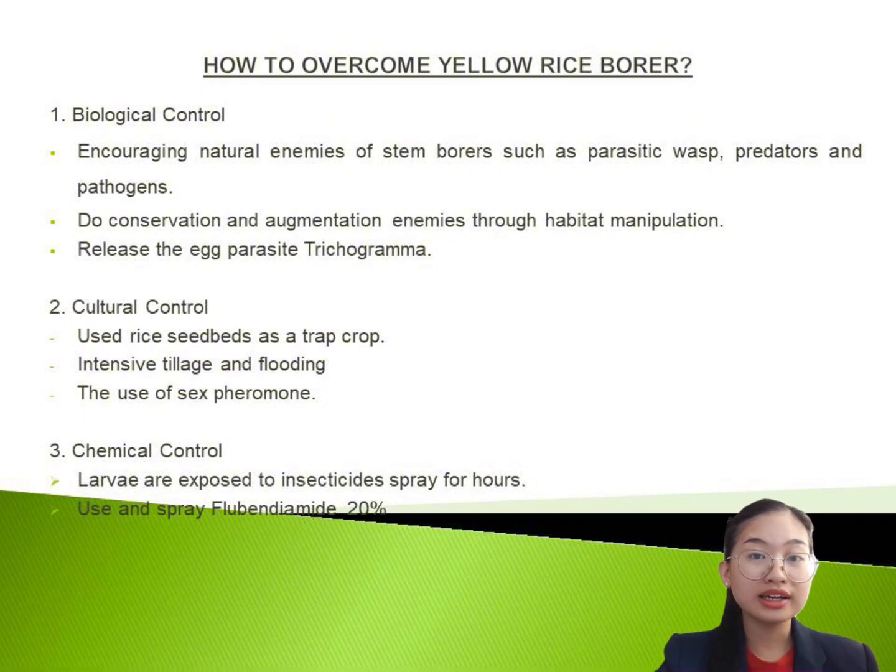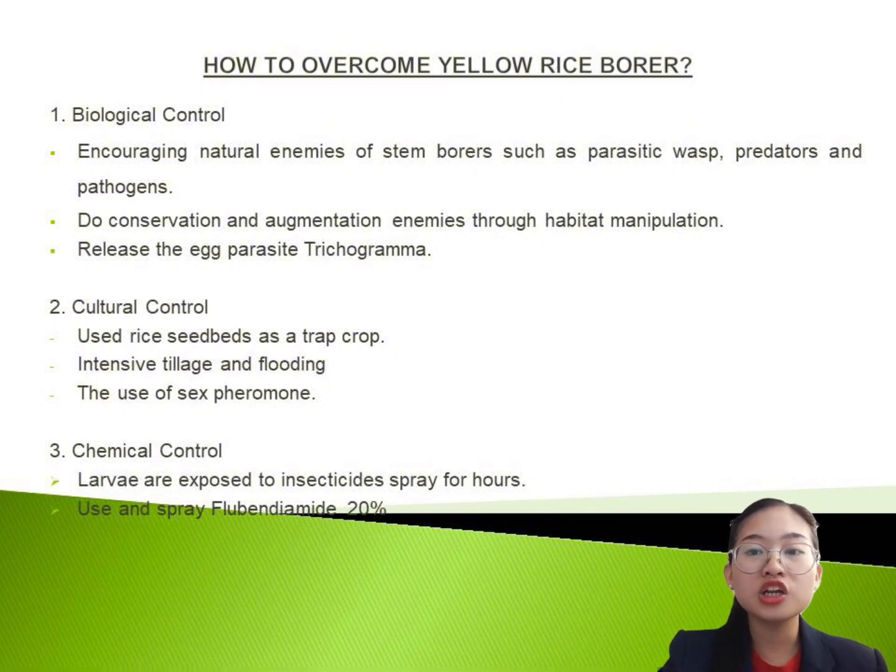And the last one is chemical control. Although the yellow rice borer is difficult to control using pesticides, chemicals have been widely used against this pest. Between hatching and penetration into the stem, the larvae are exposed to insecticide sprays for only a few hours. An example of an insecticide is flubendiamide.